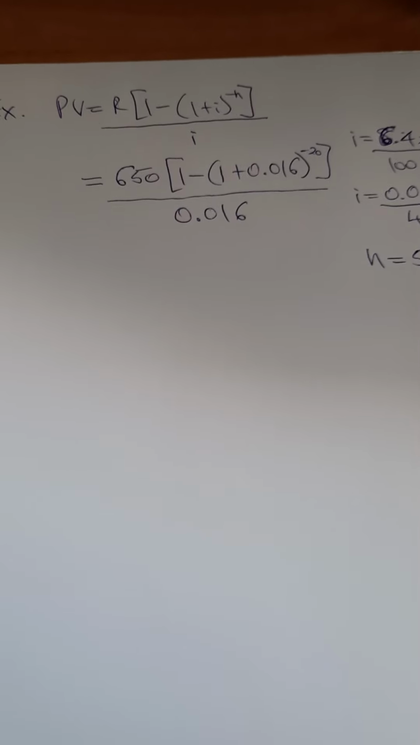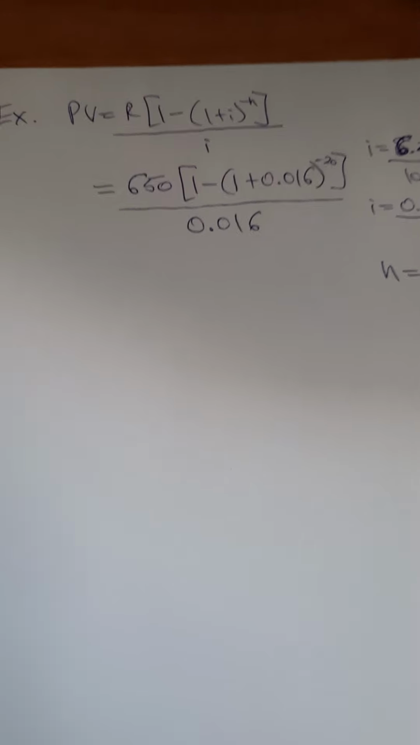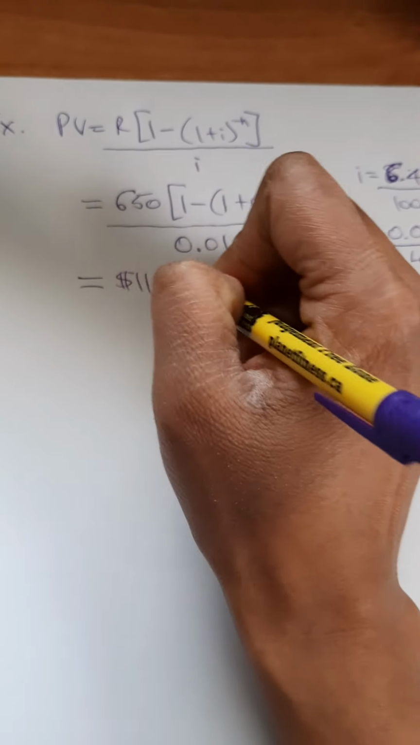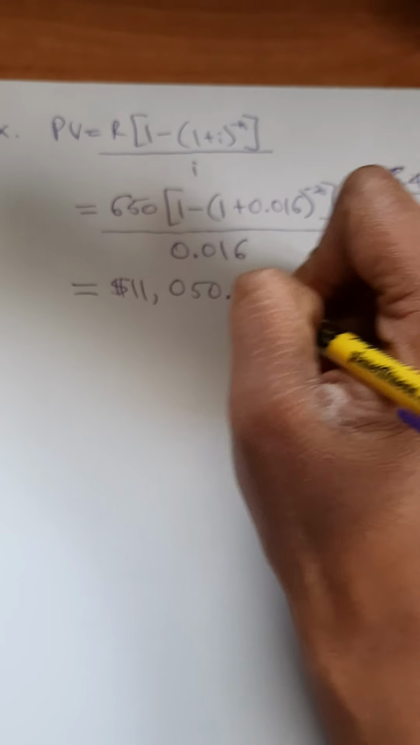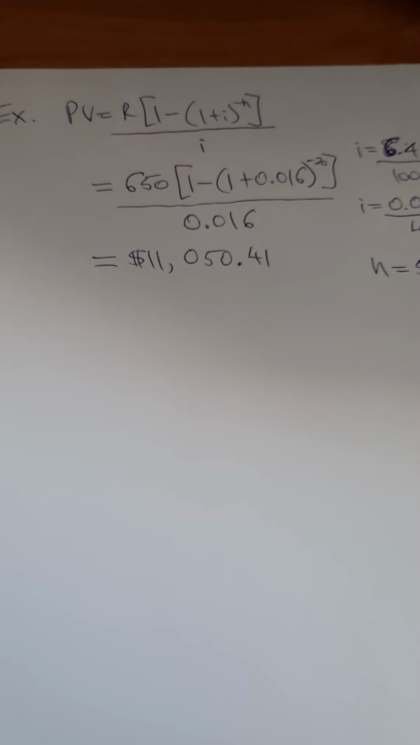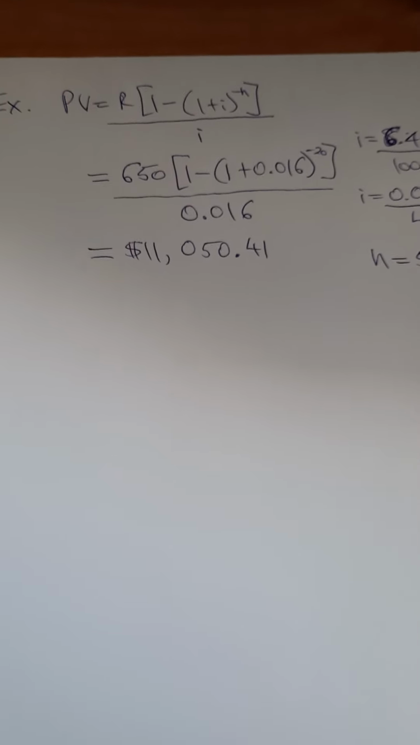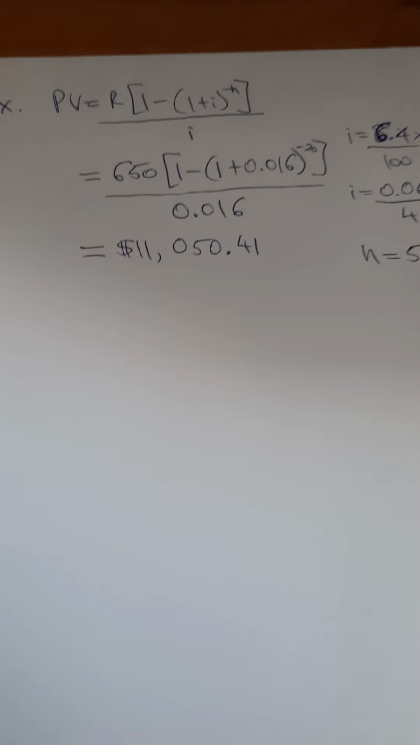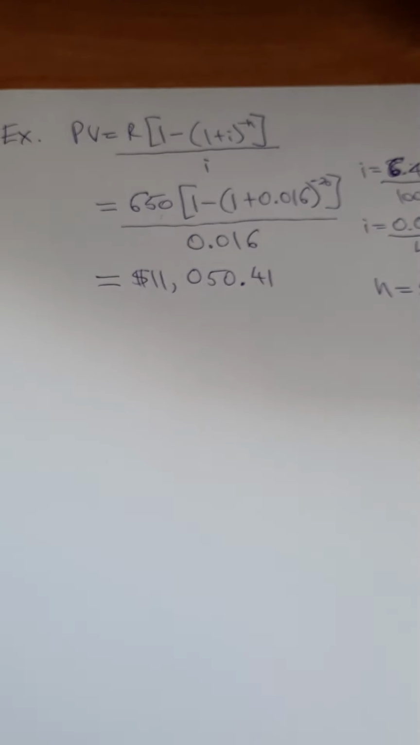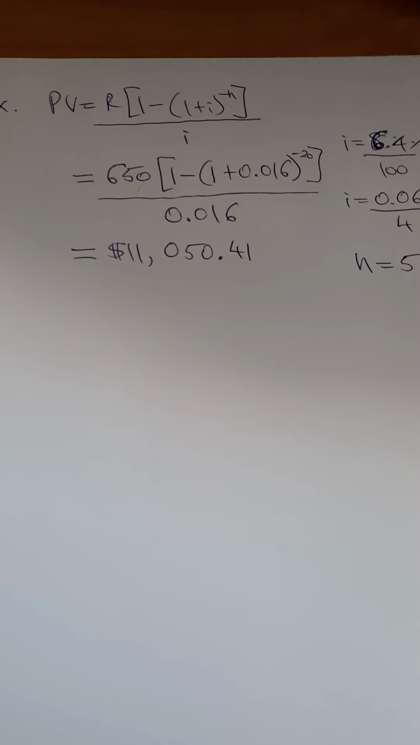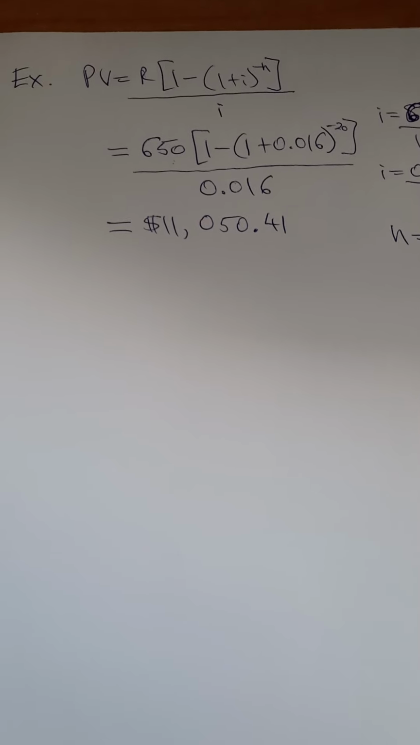The question is, determine the present value of the annuity. And when we put this into our calculator, we're getting approximately $11,050.41. Everyone see that? This is my present value. This is how much she actually has to invest right now if she wants to take out $650 from this account every quarter. Again, it's a good idea. The 6.4% interest is pretty high, and that way she's actually making some money as well.